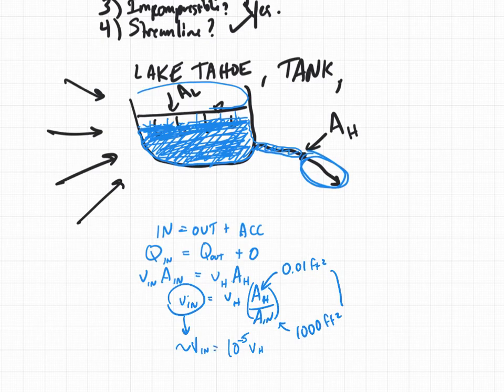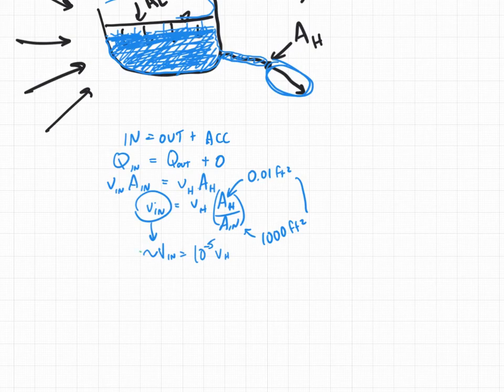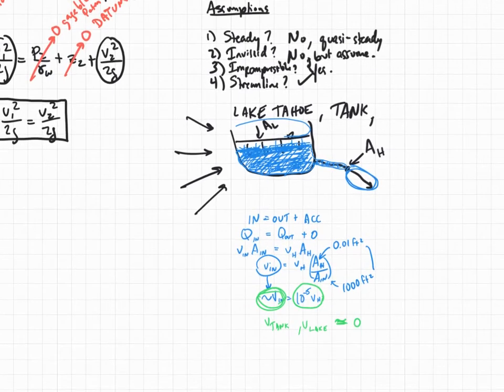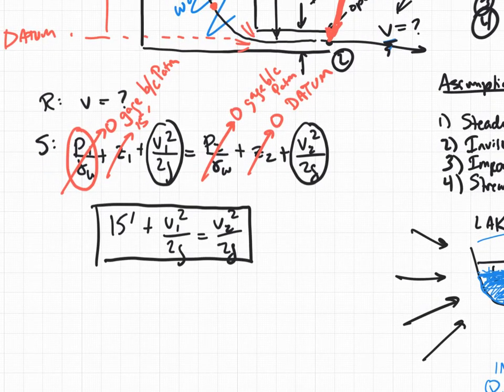Which means that usually when we use the tank assumption, we assume that the velocity of a tank, or of a lake, or of Tahoe, equals 0. We assume that because it's very, very small in comparison to the velocity at the hose. If we go up to the equation and plug these terms in, they're getting squared, so that 10 to the minus 5 becomes 10 to the minus 10. It gets even smaller and smaller.